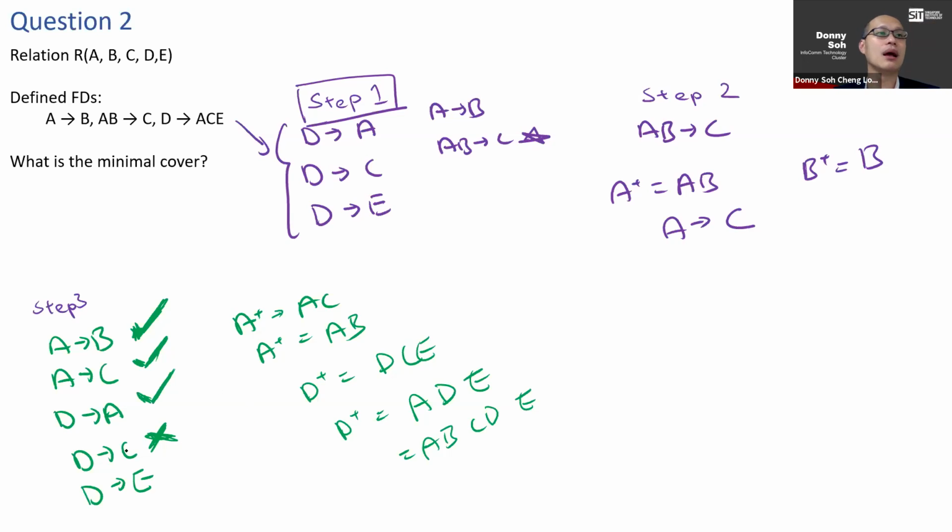Okay. Last one, which is this one. I think it should be quite clear that this is required. Let's do a check. So D closure is equal to A, D, B, and C. And so there's no E, so this is also required. So these four are the FDs that are required. Okay, so this is how we solve this question.